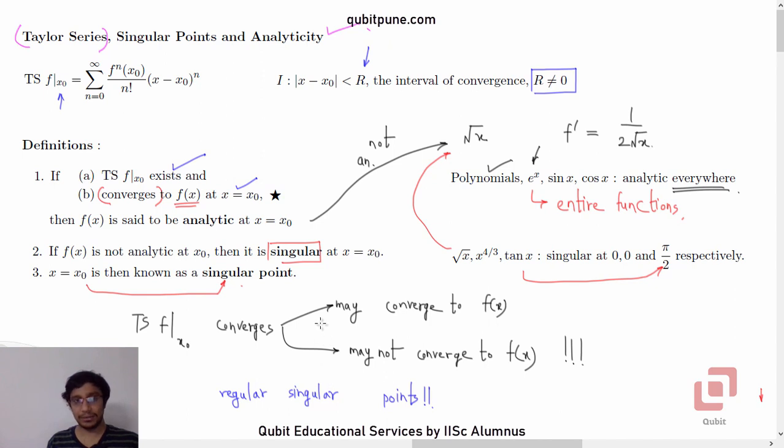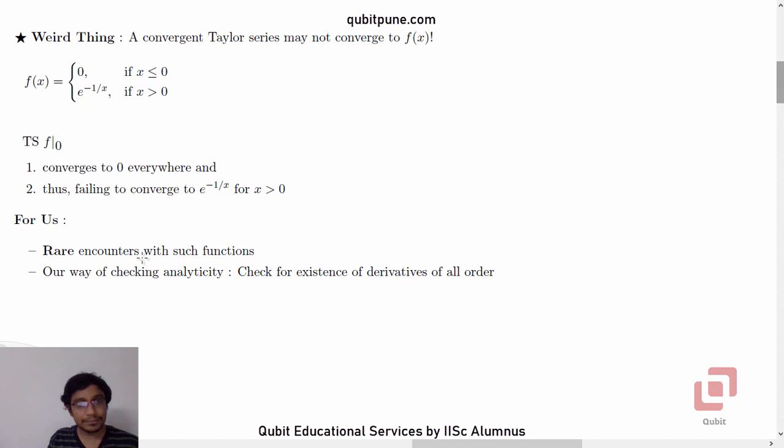Okay, singularity has something to do with the Taylor series of the function, and there are two conditions for it to be called analytic. Okay, let me now present to you the example confirming the existence of at least one function where the Taylor series exists, it is convergent, but doesn't converge to f of x. Okay, so this is what is really weird. We have a convergent Taylor series, but it doesn't converge to f of x.